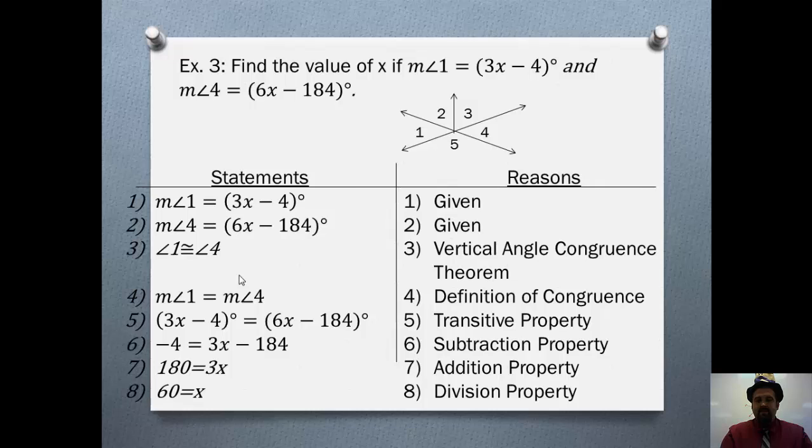If I did not have this vertical angle congruence theorem, I would have been stuck. I would have never been able to find the value of x. I wouldn't have known what to do. But because I had a diagram that I could say something about, I was able to do this problem.